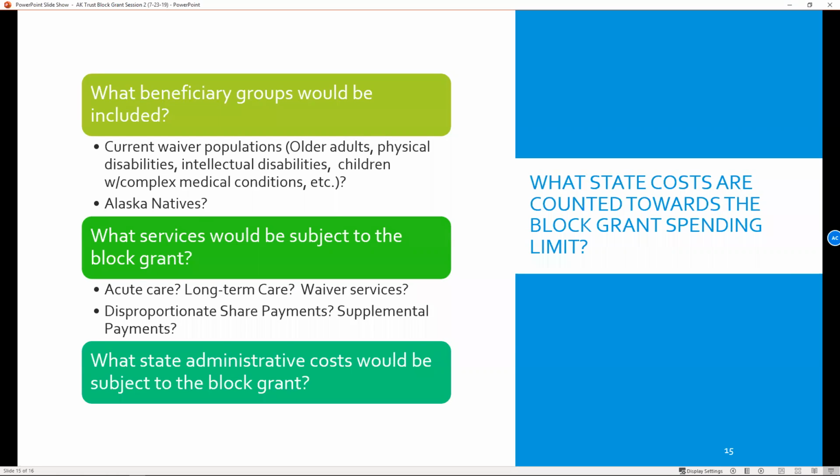Okay, so now the first question is, what are the state costs that are counted towards the block grant spending limit? Because again, the exercise here is to figure out how to agree upon a spending limit, and the first question is, who's covered by the spending cap? So these are some of the questions, some of the beneficiary group choices that you have.